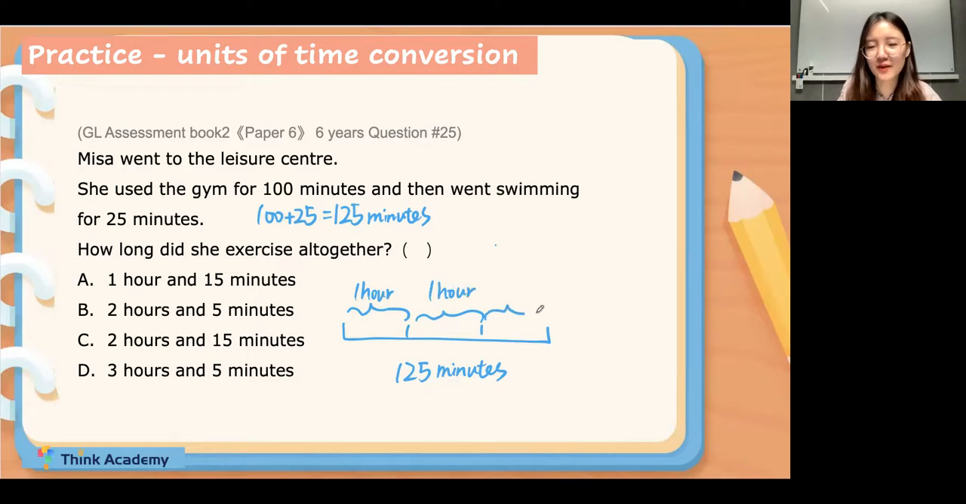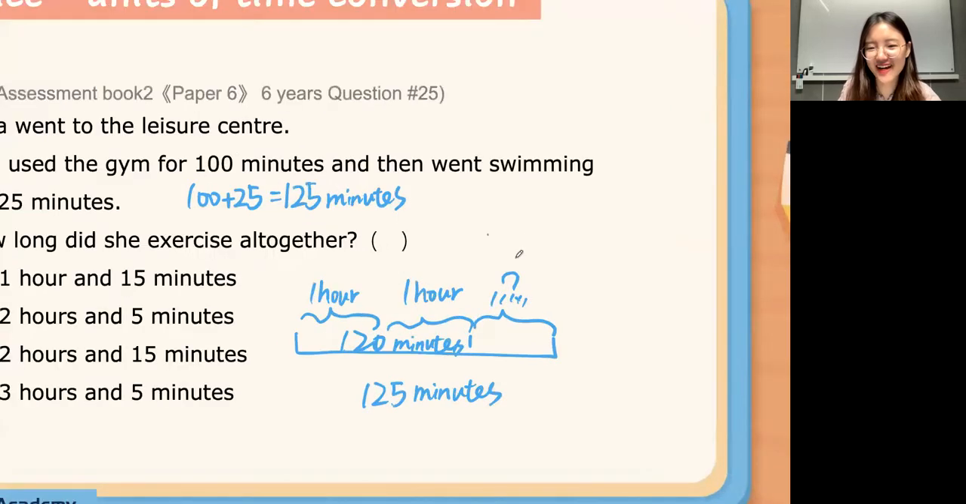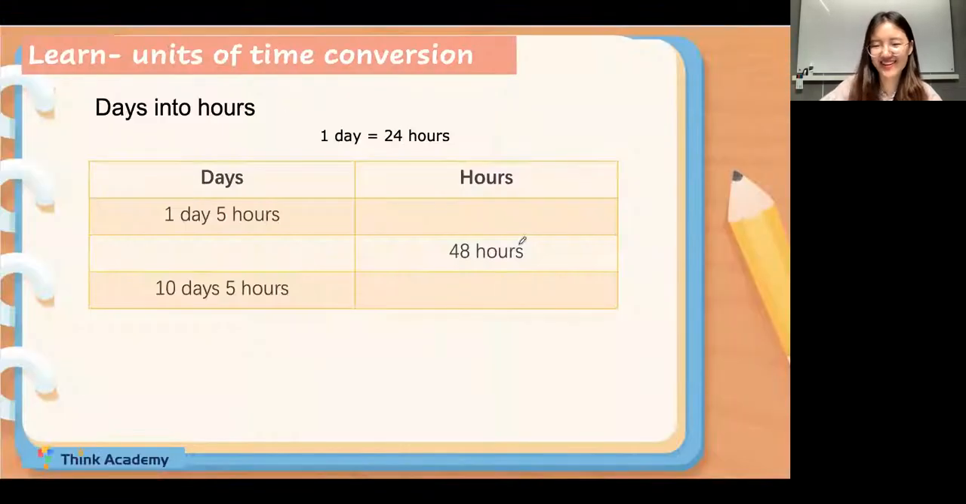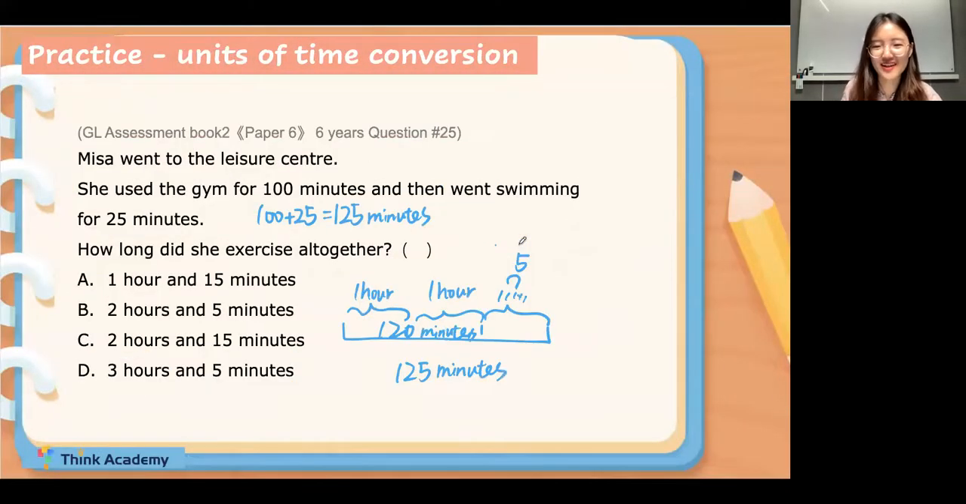Okay, then how many minutes will be left? That's 120 minutes. Then how many minutes will be left? My question is, how many minutes will be left? 5 minutes, right? Very well done. Okay, so for this question, it will be 2 hours and 5 minutes, right? So the answer will be B.